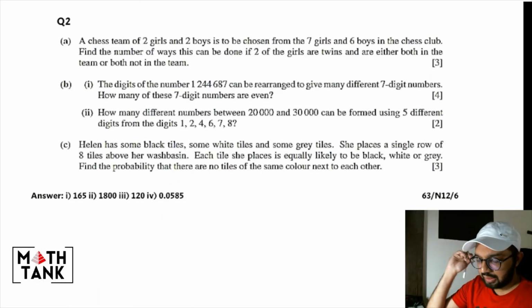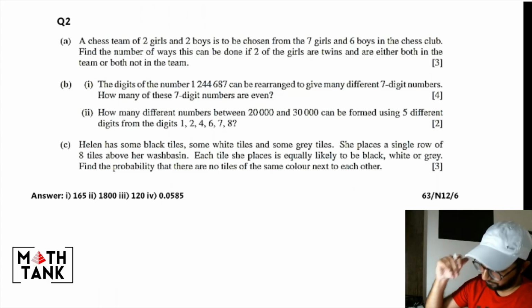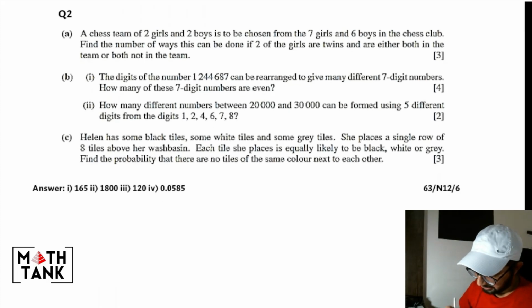This says a chess team of 2 girls and 2 boys is to be chosen from the 7 girls and 6 boys in the chess club. Find the number of different ways this can be done if 2 of the girls are twins and either both are in the team or both are not in the team. Okay, so let's try to figure that out. I think that's a fairly simple question.